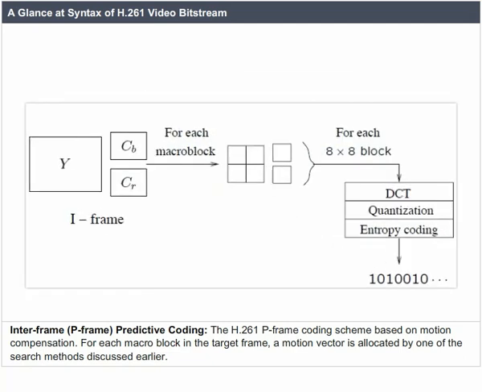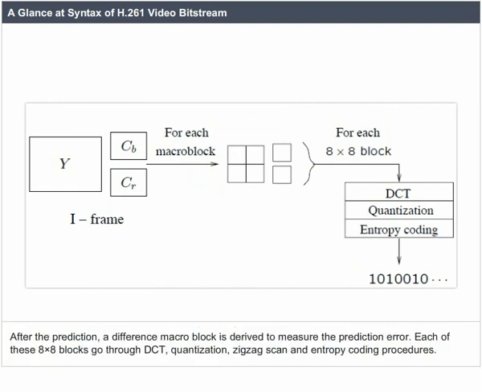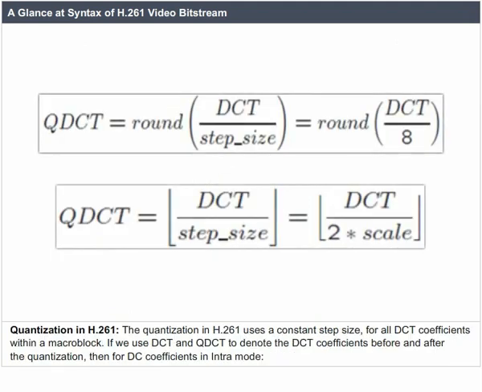Interframe, P-frame, predictive coding. The H.261 P-frame coding scheme is based on motion compensation. For each macro block in the target frame, a motion vector is allocated by one of the search methods discussed earlier. After the prediction, a difference macro block is derived to measure the prediction error. Each of these 8 by 8 blocks goes through DCT, quantization, zigzag scan, and entropy coding procedures.